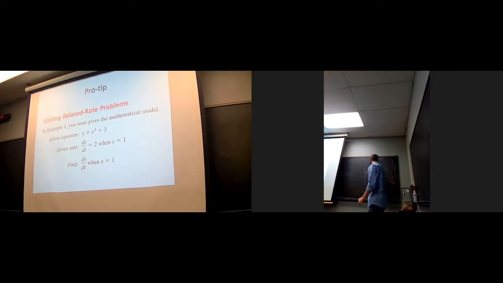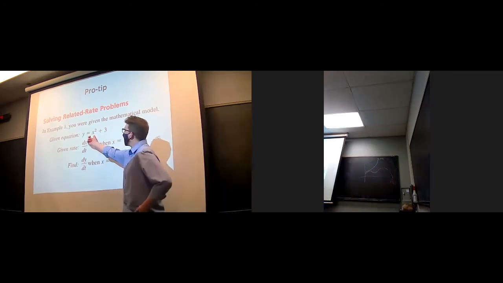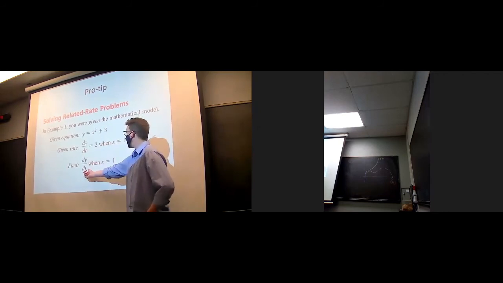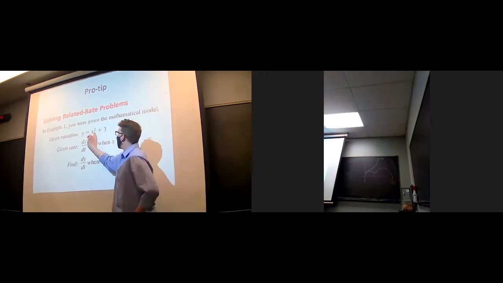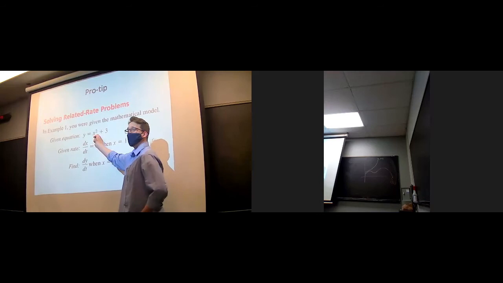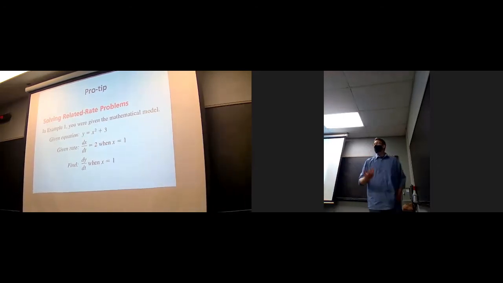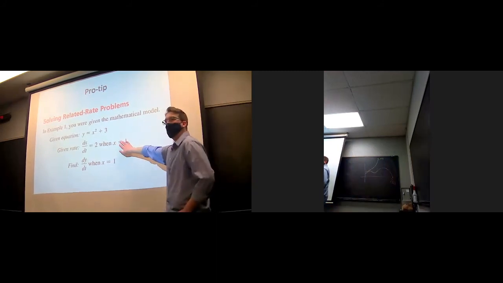All right, so the general process is going to be such. Given the equation and given this information, we're going to want to find dy/dt whenever x is equal to 1. So let's set up the relationship between dx/dt and dy/dt by applying the derivatives, and then using that, plug in the given information about the rates of change. Does this make sense what I mean?